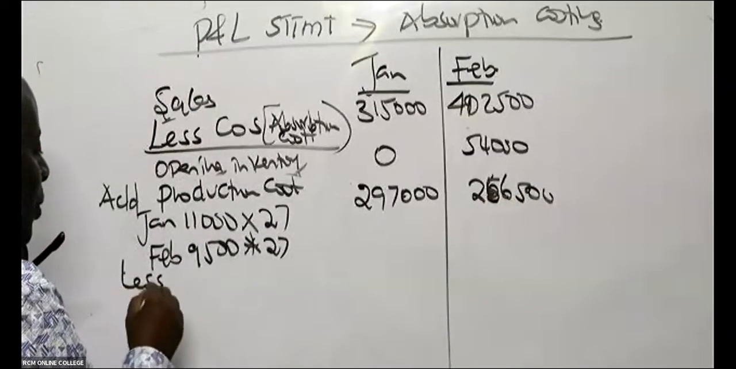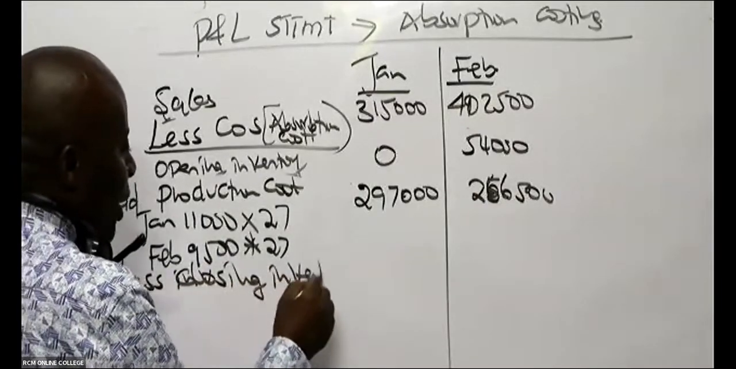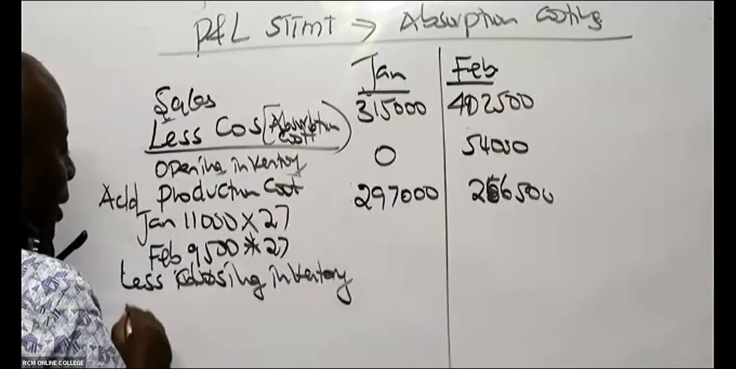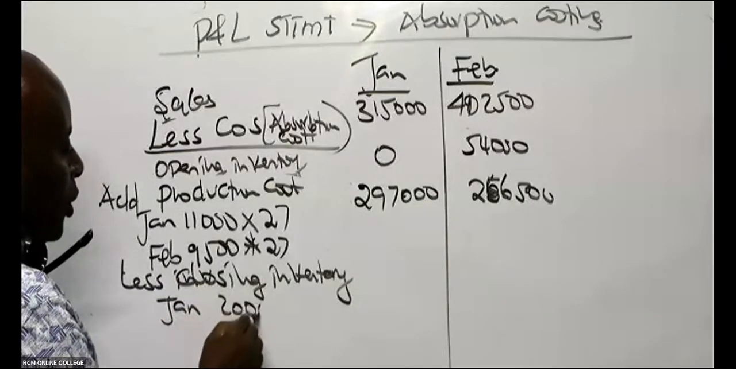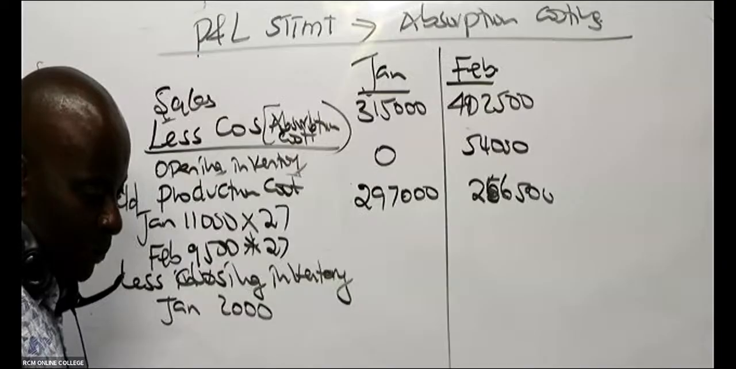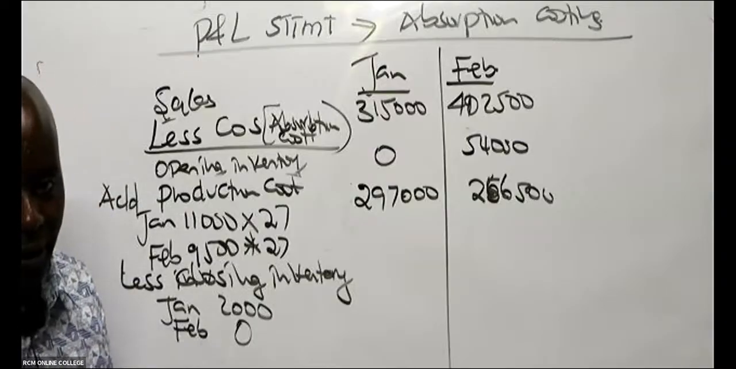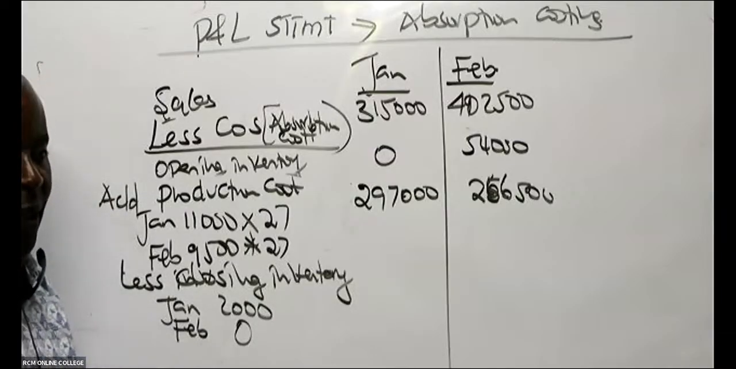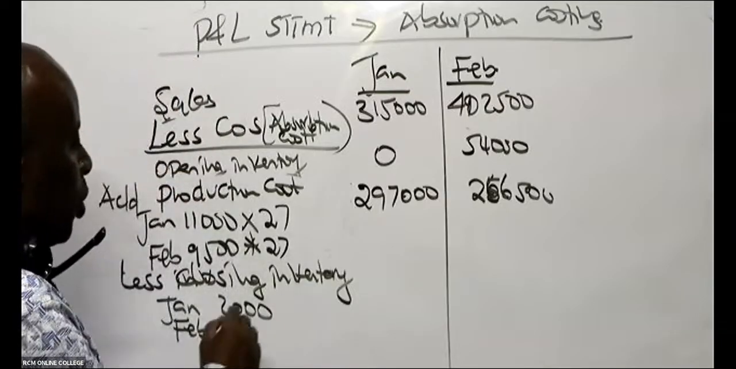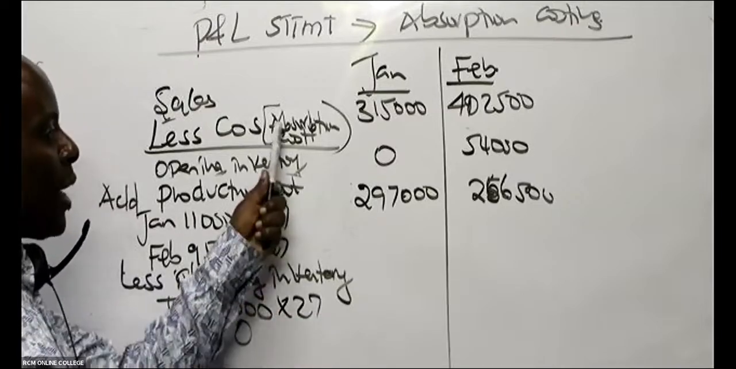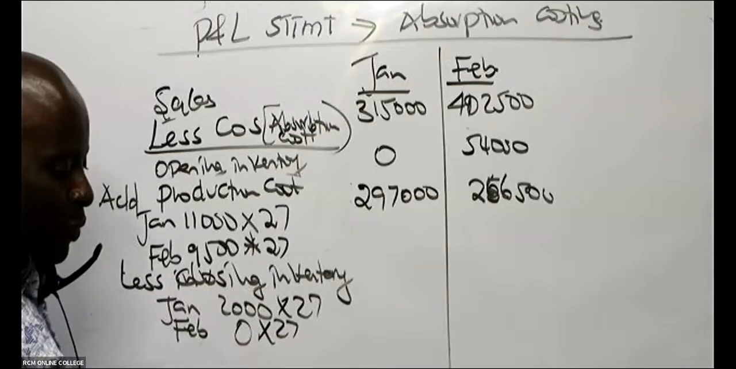And then you come and less what here, somebody? Closing inventory. In the month of January, if you remember very well, closing inventory was 2,000. February closing inventory was 0. And remember, inventories are finished goods, so each one of them is 27. We're using absorption costing, isn't it? So are you able to give me these answers?